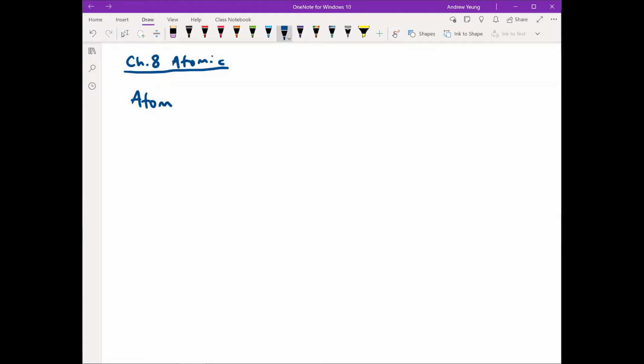Now, we know the atom is a really tiny particle. Everything is made out of different atoms. Our understanding of the atom has changed over the last maybe 200, 300 years or so. So for this first part, you do need to know a little bit of the history.